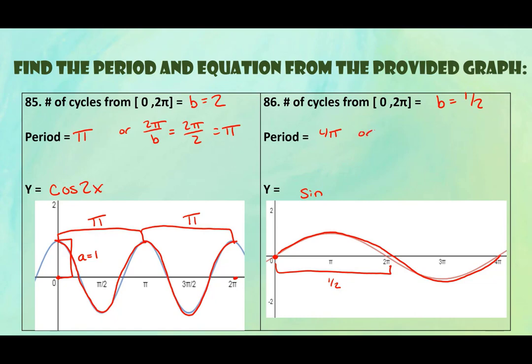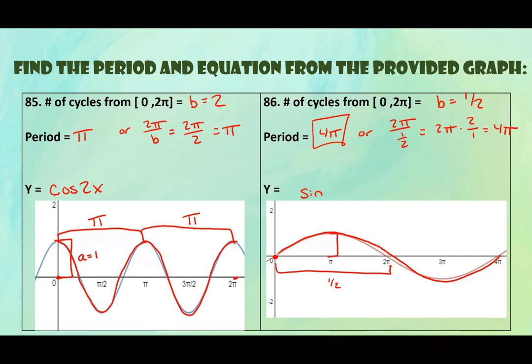But let's say that you didn't want to look at the graph, you wanted to use what b was. You could do 2 pi divided by 1/2, which would be equal to 2 pi times, keep, change, flip, 2 over 1, which would again be 4 pi. So now we know what b is, we know what the period is. The period is 4 pi, and we know this is a sine graph.